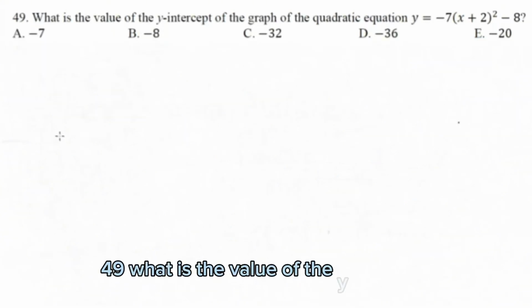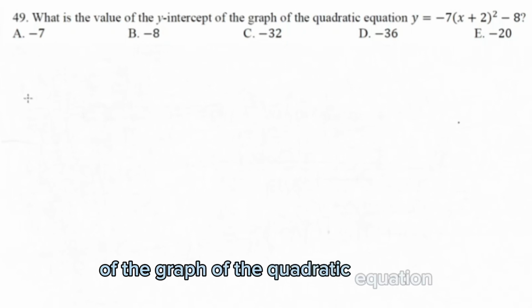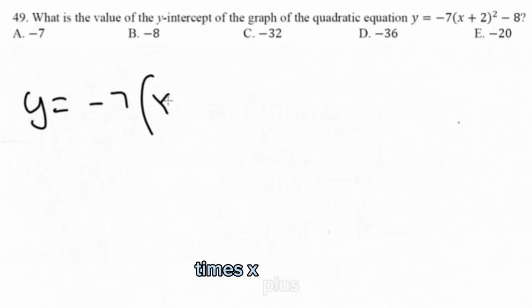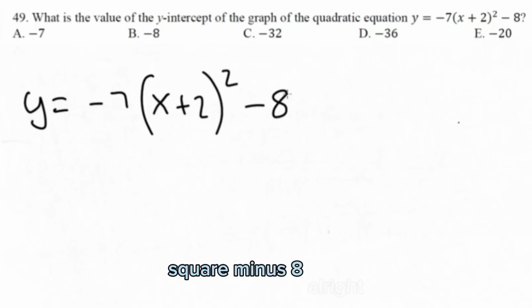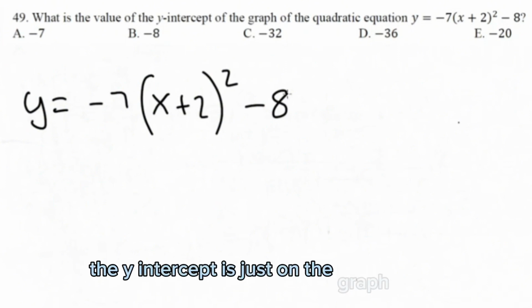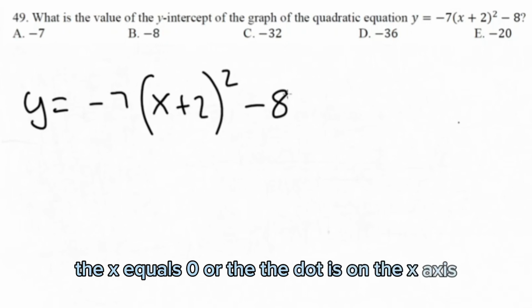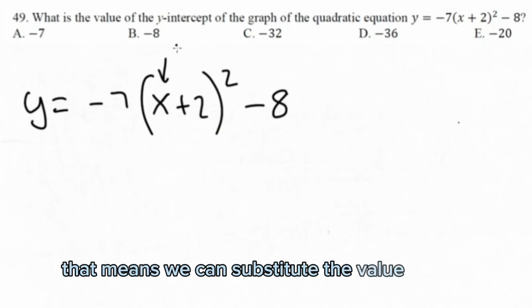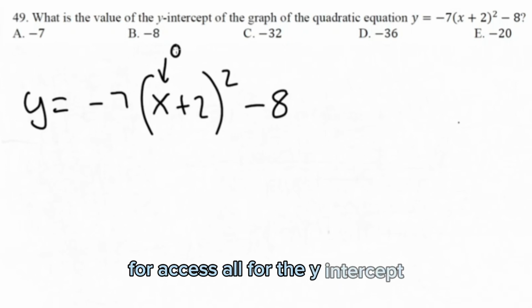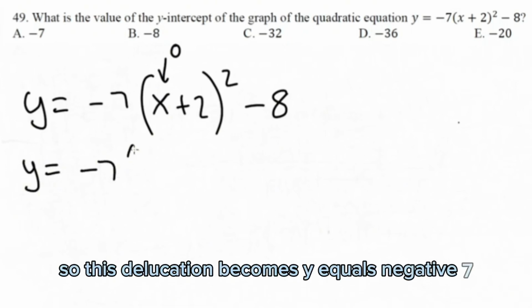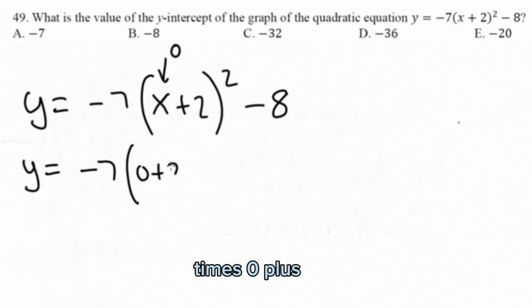Next, number 49. What is the value of the y-intercept of the graph of the quadratic equation y is equal to negative 7 times (x plus 2) squared minus 8? The y-intercept is just on the graph when x equals 0, or the dot is on the y-axis. That means we can substitute the value of 0 for x to solve for the y-intercept. So this equation becomes y equals negative 7 times (0 plus 2) squared minus 8.